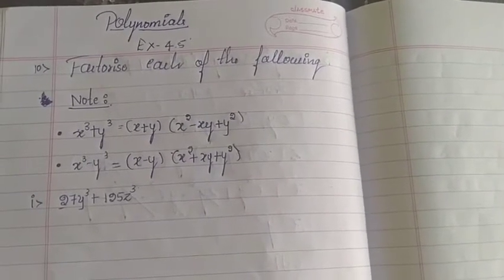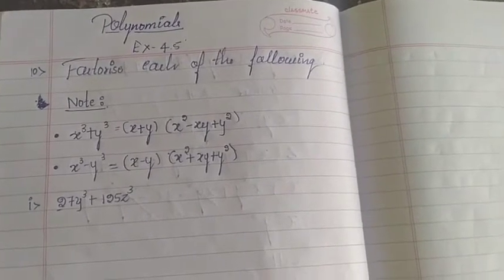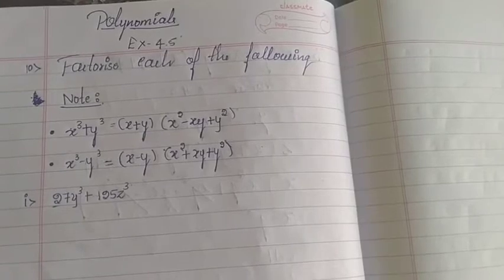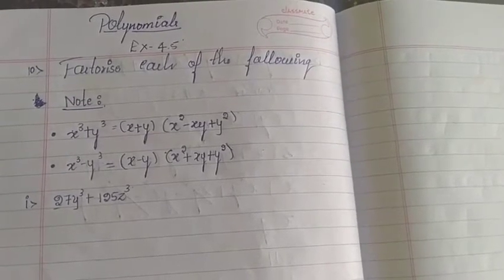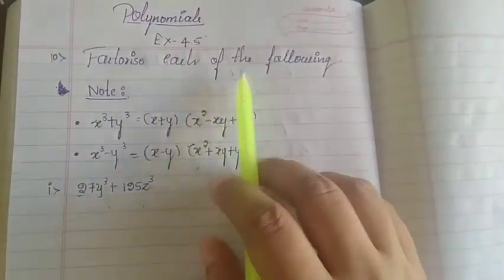In this video I am going to explain exercise 4.5 from the chapter Polynomials. The previous problems I have solved in my previous video, you can check it out on my channel. Now let us start. Factorize each of the following.